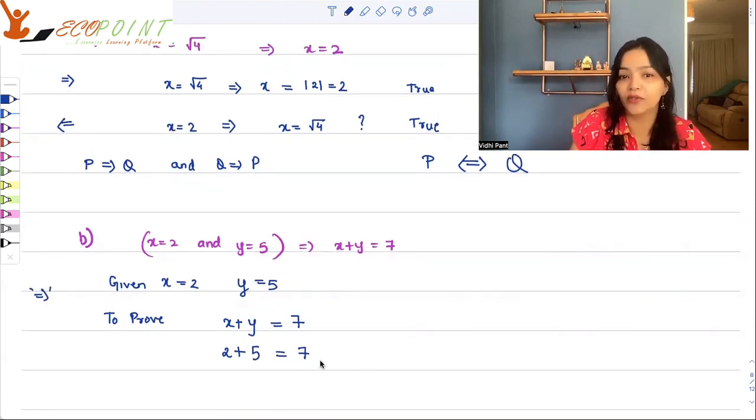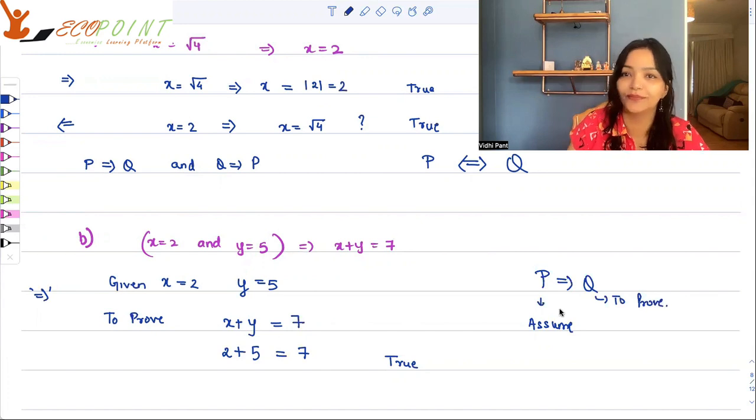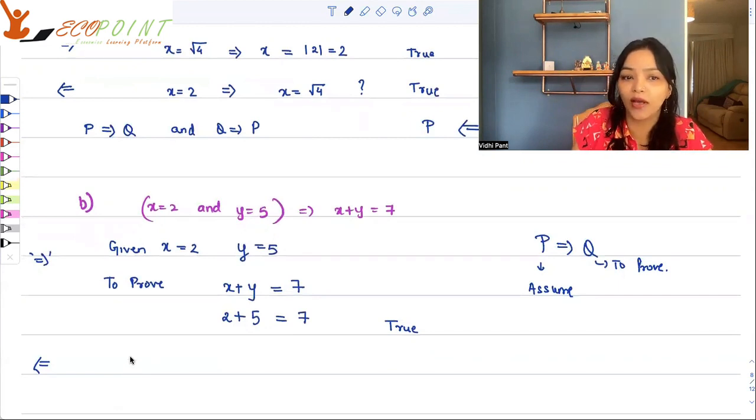Now, by the way, when I was trying to solve this, what am I using? I'm using a proof strategy, the proof strategy of proving P implies Q. So I am assuming P and I'm trying to prove Q, right? In the previous question, I did that directly, but now I did it formally. Now, what we need to check is the other way around. The other way around is X plus Y equals to 7. Does that imply X equals to 2 and Y equals to 5 simultaneously?